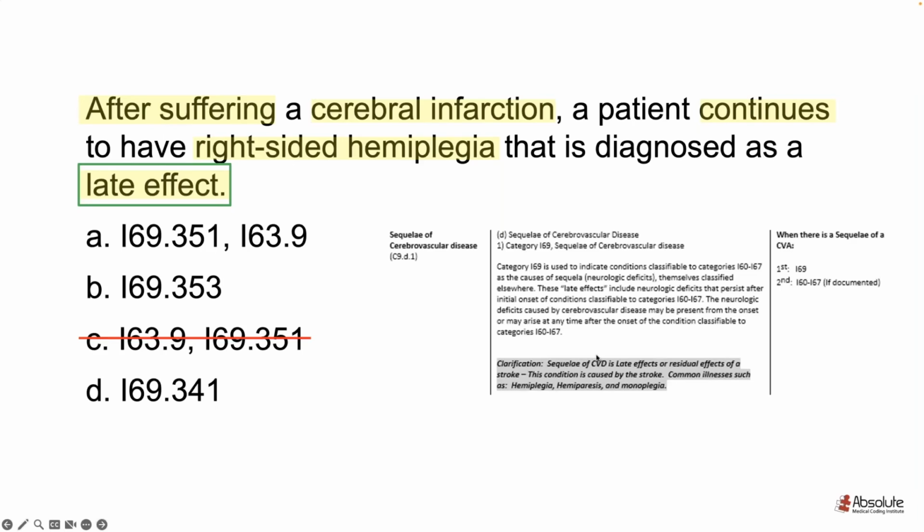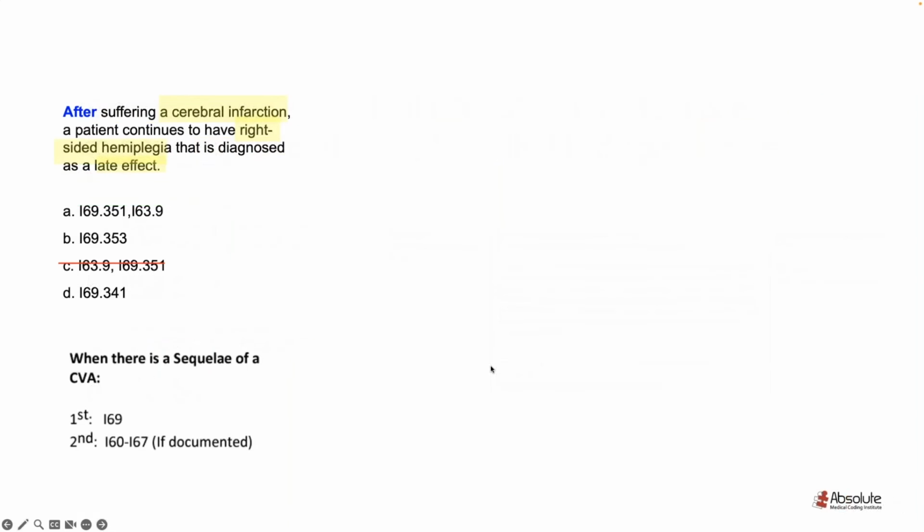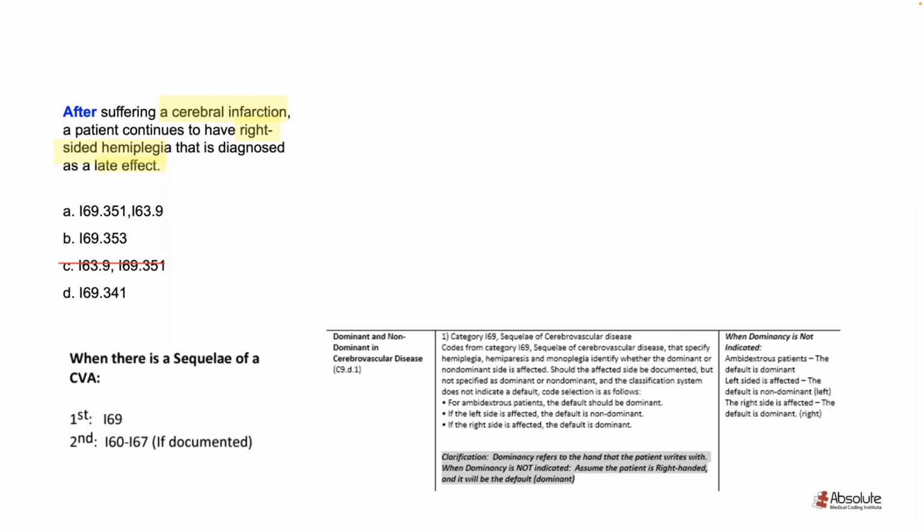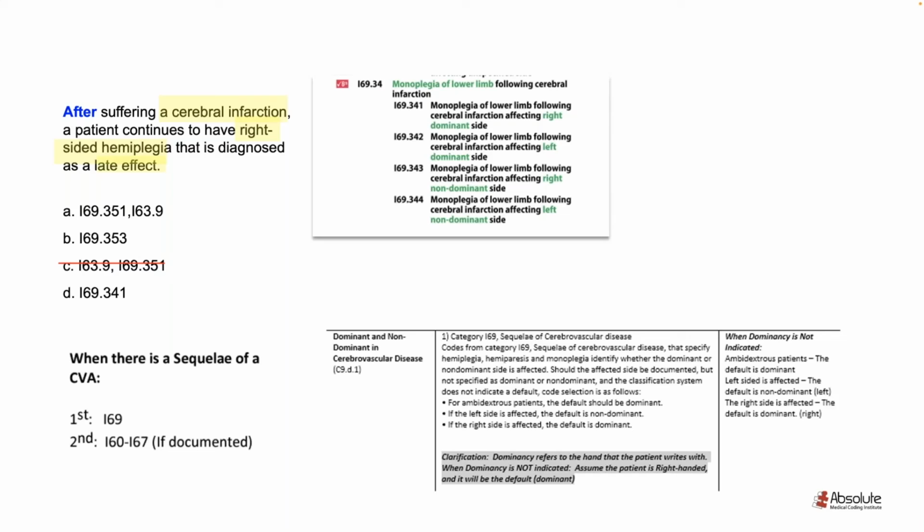So we're going to get rid of C because C is not coding for the late effect first. Late effect is coded with I69. It's sequencing the initial infarction first. So we're going to get rid of C. We're also, oh, we can also get rid of something else, can we? Oh, no, we can't. So everything left is coding for the late effect. So yeah, I think we can eliminate something else. Let's see what else we can eliminate.